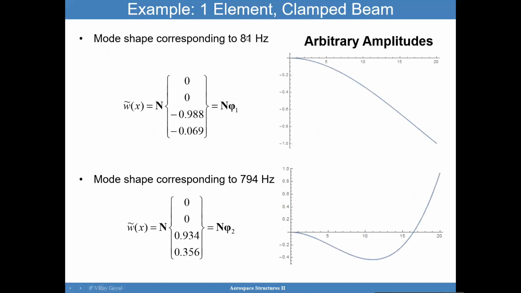For the 81 hertz, the beam is going to bend this way. For the 784 hertz, it is going to bend that way, meaning if you were to pluck the beam, it is going to potentially vibrate at 81 hertz in this manner. And at 784 hertz it is more likely to take that shape if it's vibrating.